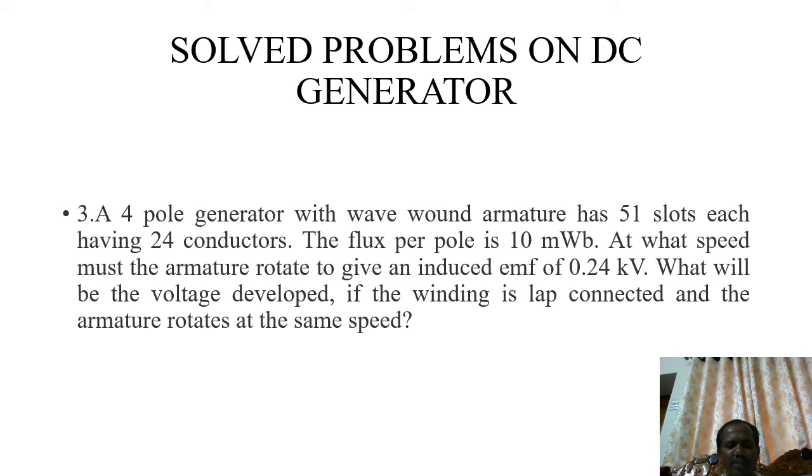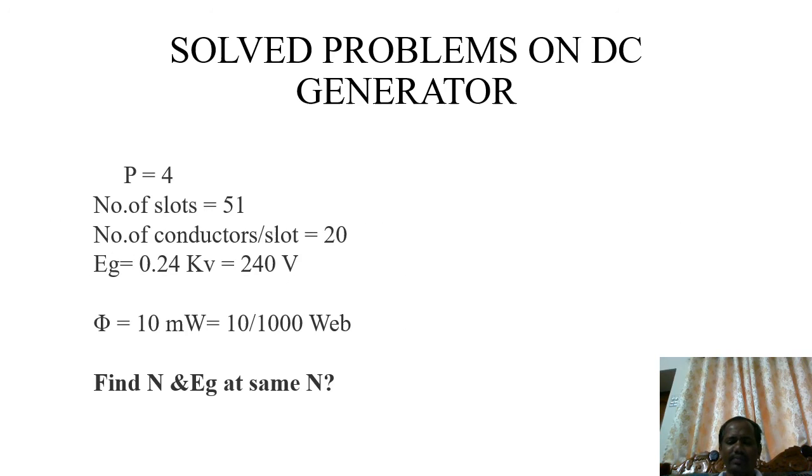Once you get the speed, if the machine is lap connected, A is equal to P, then we will calculate the induced EMF in the generator and the speed when the armature rotates. So this is a very easy and simple problem, but they will be asking it in the examination. All of you follow this type of problems. Okay. Try to note the problem.